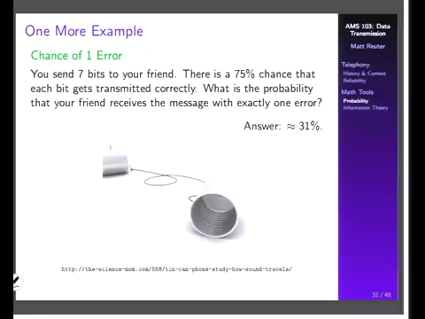And we could ask ourselves, using that binomial distribution that we discussed last time, what is the probability that your friend receives the message with exactly 1 error? We did this example last time, and it ended up being about 31%. Which is maybe not the likeliest outcome, but a 1 in 3 chance doesn't strike me as being that unlikely. Okay?